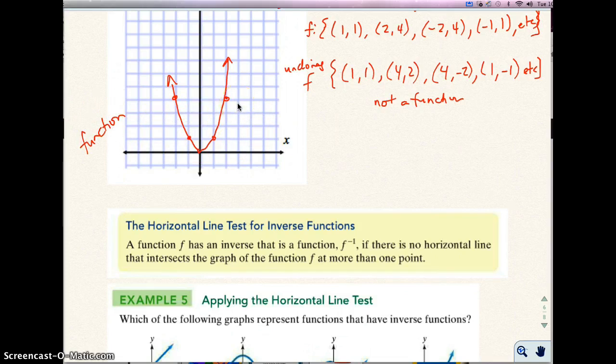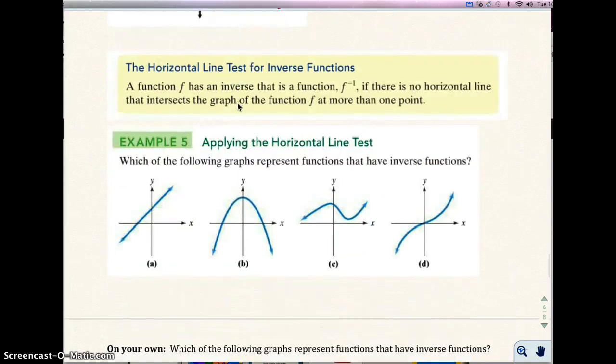Okay. So let's go ahead and look at these problems here. Which of the following graphs represent functions that have inverse functions? So this is a function because it passes the vertical line test.